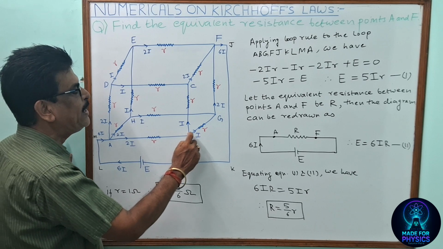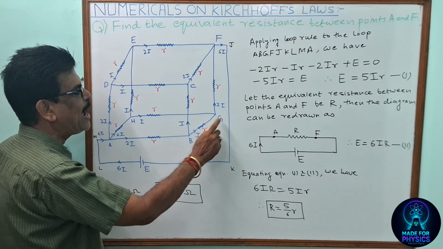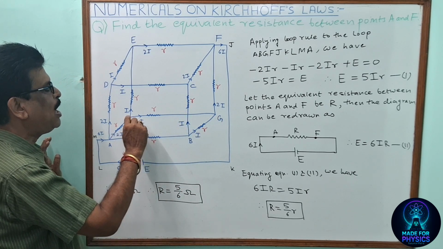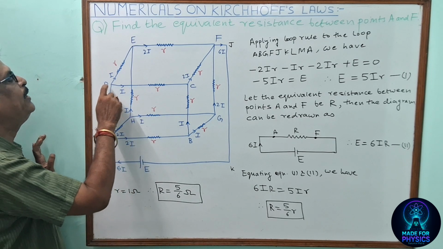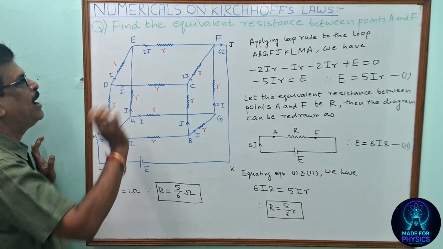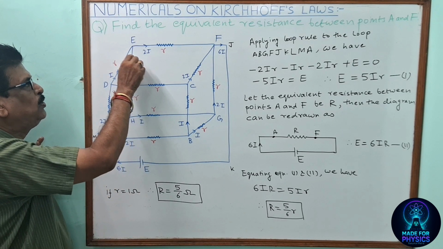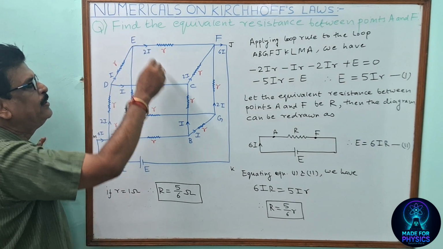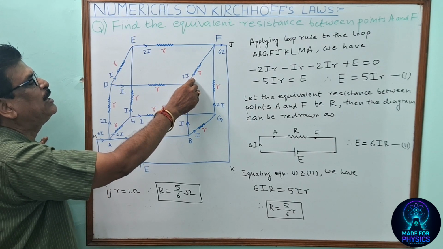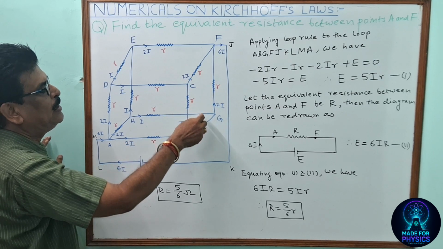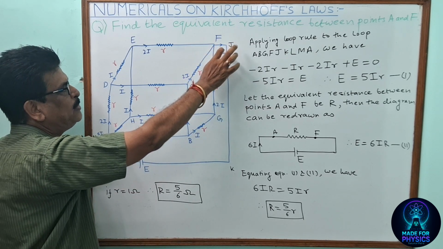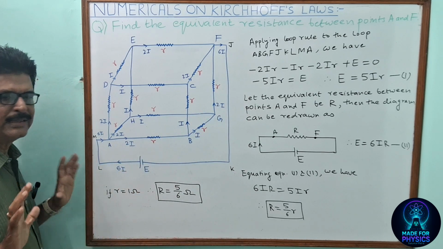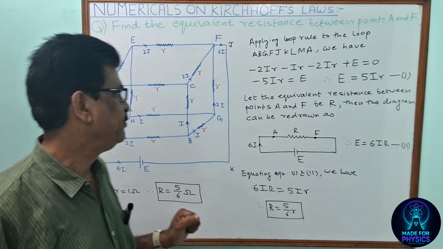This 2I again will get divided as I and I. This 2I will get divided as I and I, and this 2I will get divided as I and I. Now these two currents will meet and become 2I, these two currents will meet and become 2I, and similarly these two currents will meet and become 2I, and again when they come here it becomes 6I. So this is what has been modified in this diagram.